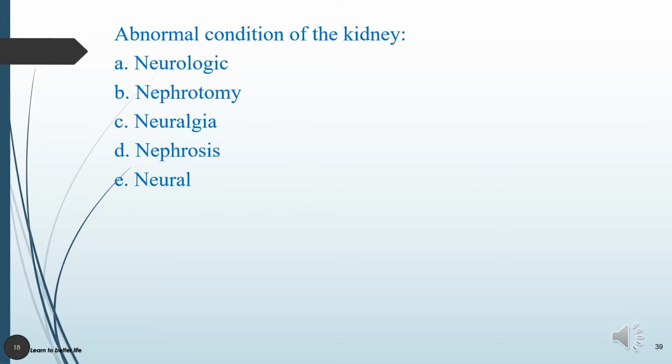An abnormal condition of the kidney is A. Neurologic. B. Nephrotomy. C. Neuralgia. D. Nephrosis. E. Neural. The answer is D. Nephrosis.